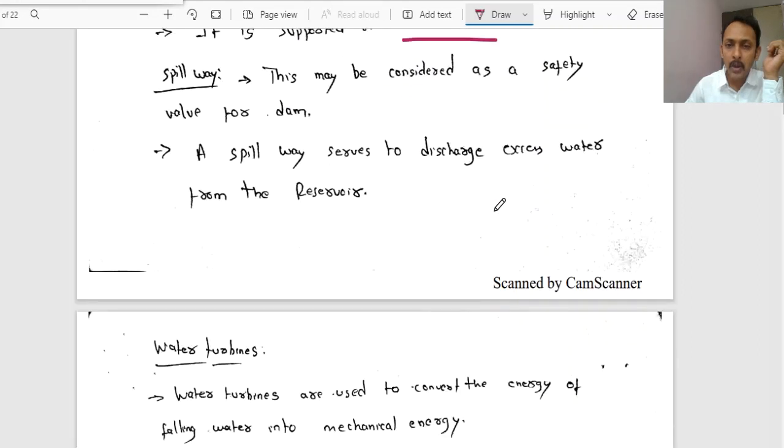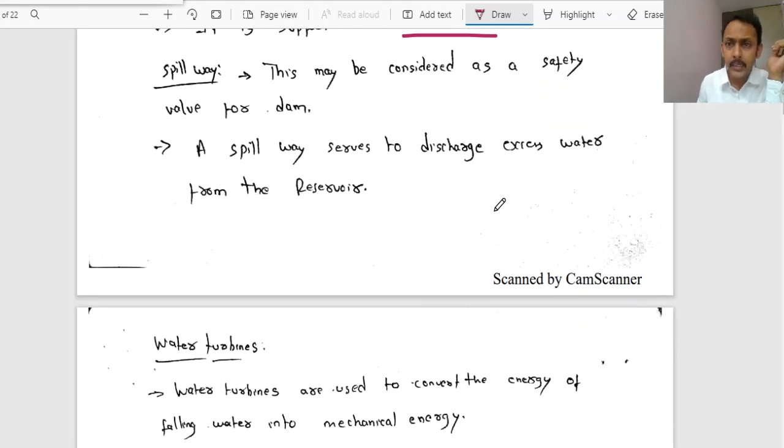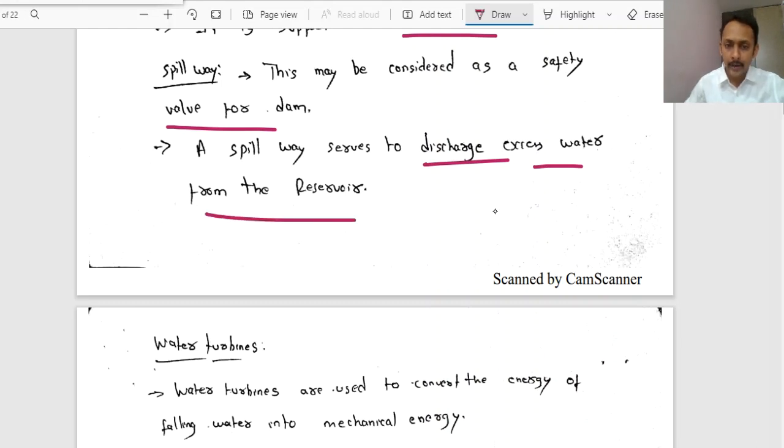Now coming to the spillway, this is to be considered as a safety valve for the dam, because it serves as a discharge for excess water from the reservoir. If any excess water is there in the reservoir, that excess water will be discharged through this spillway.